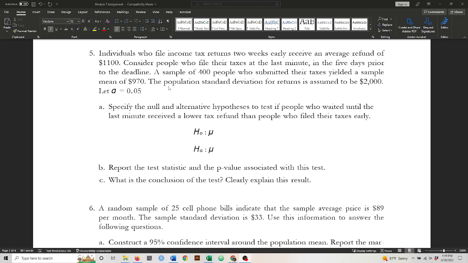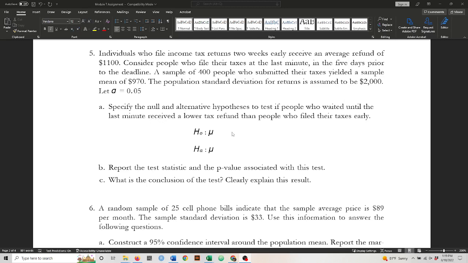Okay, and again, going back, we want to understand the concept of our test right here so we can set up our null and alternative hypothesis correctly. Okay, so $1,100 is going to be our hypothesized value. That's what we're testing against. And then we have our sample mean, we have our population standard deviation, we have our sample size, and we have our alpha that we can put into our template.